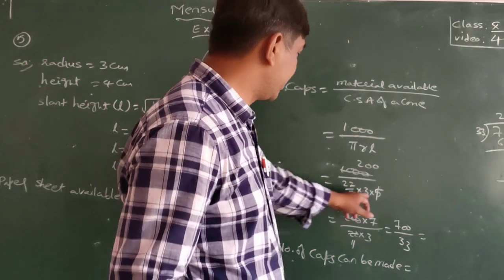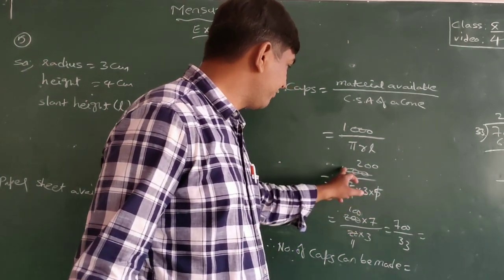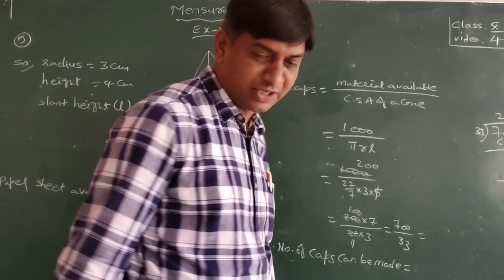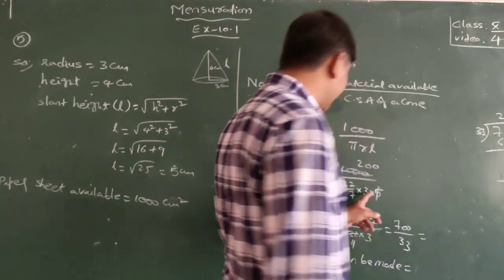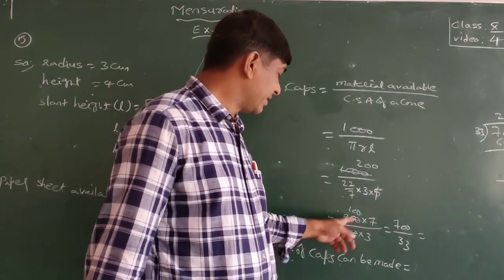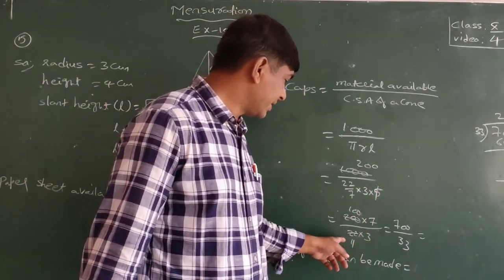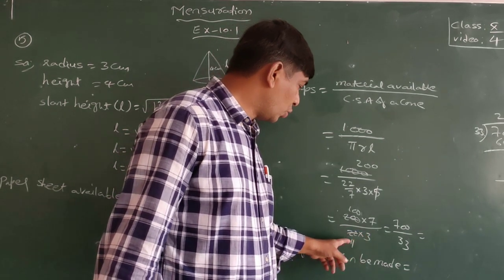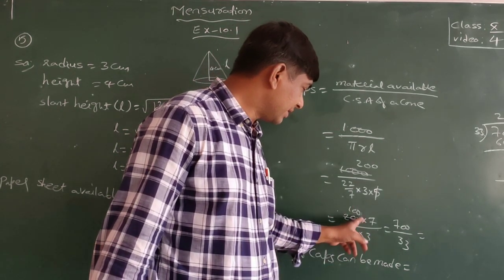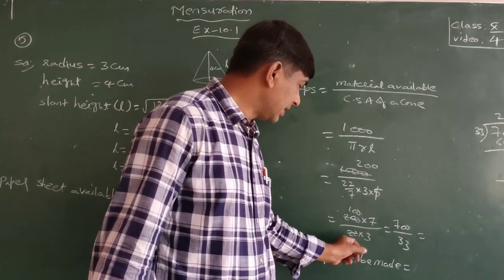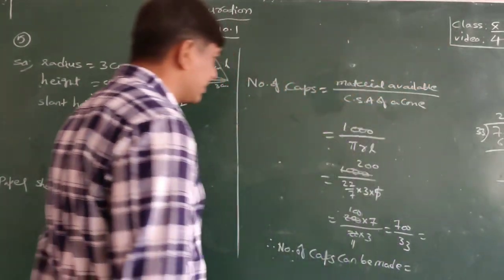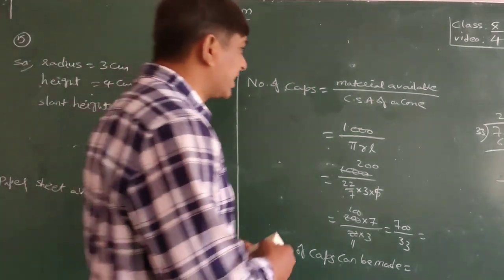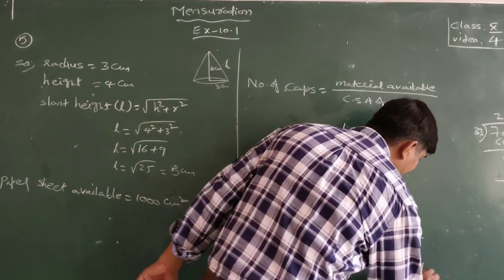22 by 7 into 3 into 5. 5 ones are 5, 200s are 1000 only, not 10,000, no. Yes, 1000 only. So 22 into 3 into 5 by 7. 100 into 7 by 22 into 3. 2 elevens are 22, 100 into 7, 700 by 11 is 33. 700 divided by 33, then you get 21.2, so you get 21 caps.